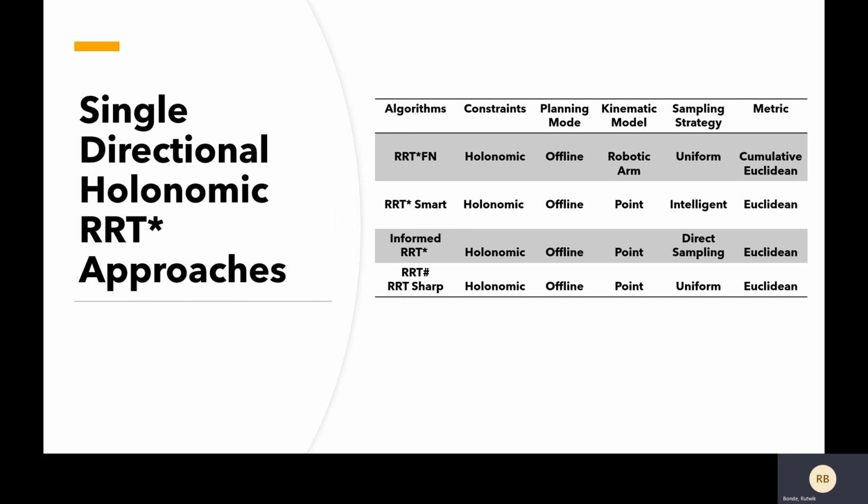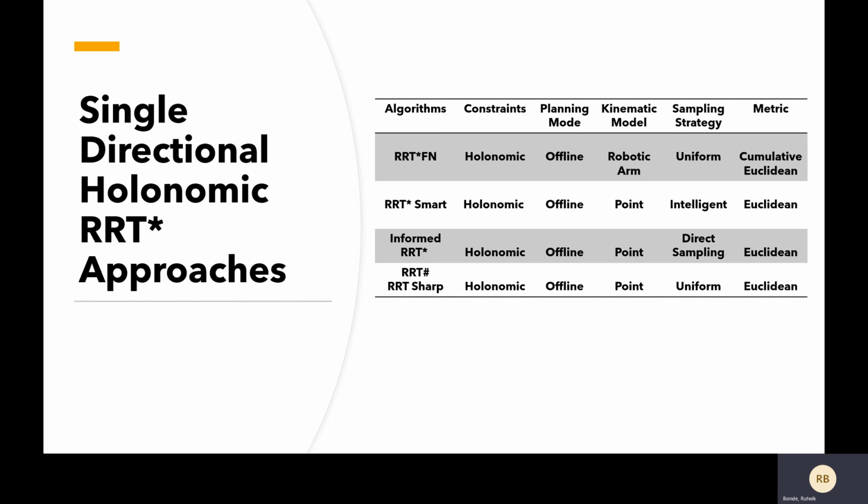So now let's look at single directional holonomic RRT star approaches. There are a lot of algorithms that we'll go through now, as this paper is related to an RRT star survey. So single directional holonomic RRT star based approaches generate paths for holonomic robots and construct a single tree originating from the initial state toward the goal state to find a path in the search space.